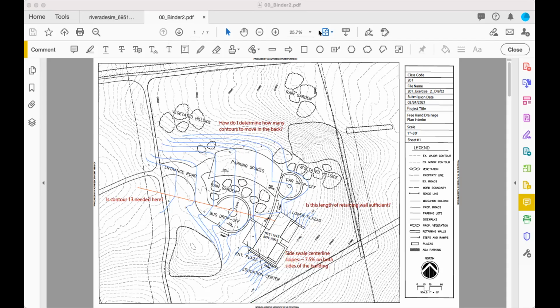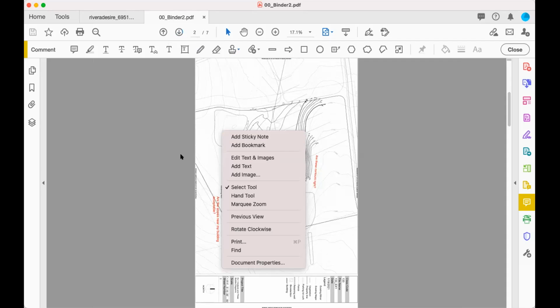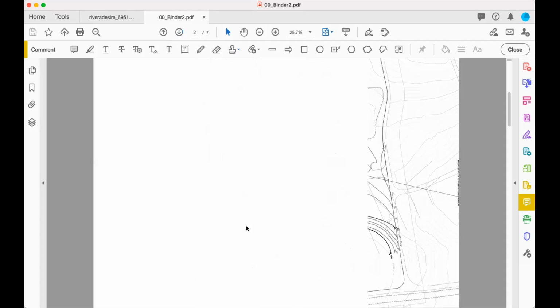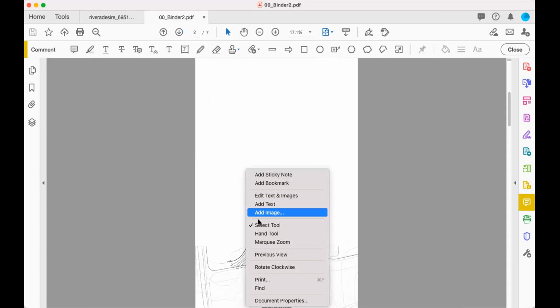Alrighty. Okay, let's move forward. It needs to be rotated. Yeah, I know, just so lazy.